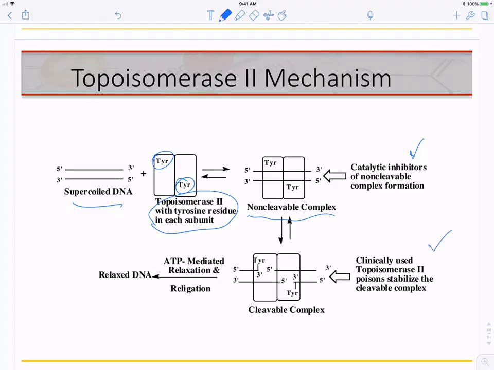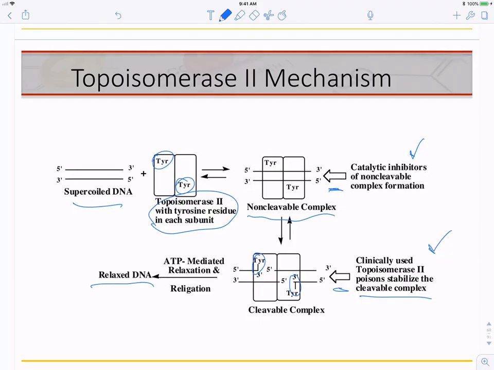Then we have topoisomerase 2 poisons that stabilize what we call the cleavable complex. In the cleavable complex, we have strand cleavage of the DNA with covalent attachment of DNA to tyrosine. Then in the next step, normally the enzyme will undergo, with the expense of ATP, relaxation and religation. So the DNA will be turned over and relaxed, and that allows then for copying DNA and also to synthesize RNA on the DNA template. So we have these two levels of attack of the enzyme.